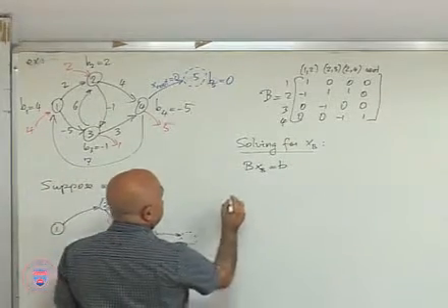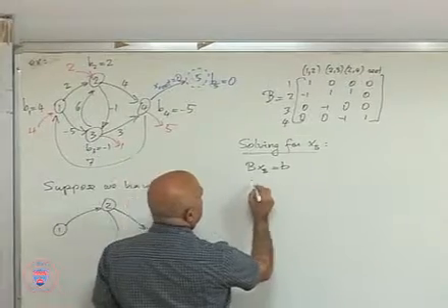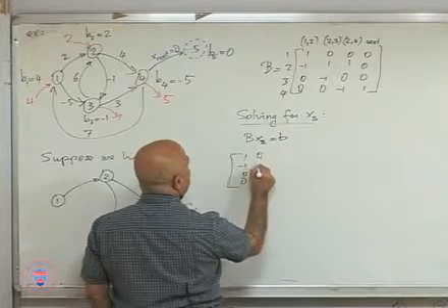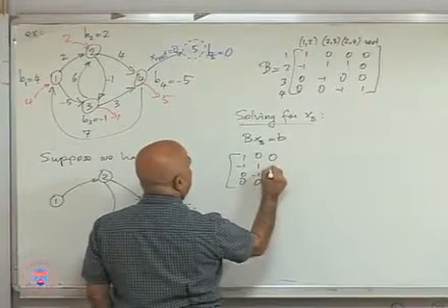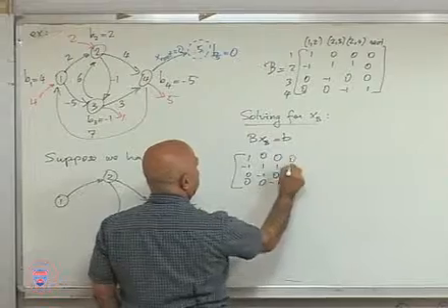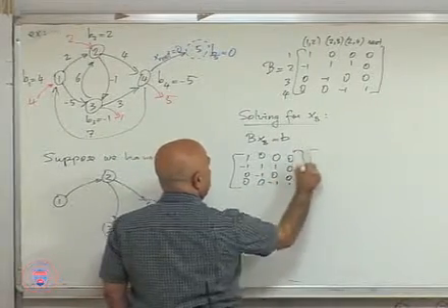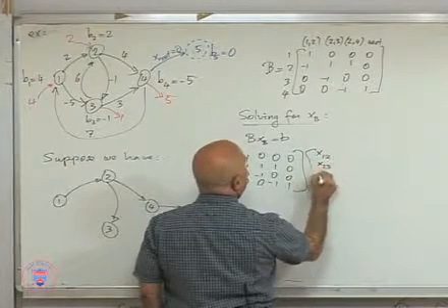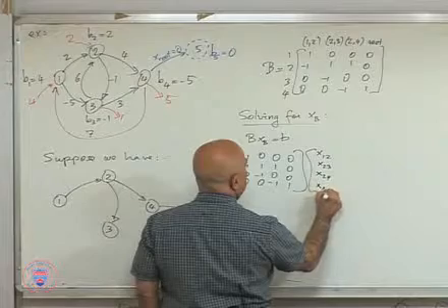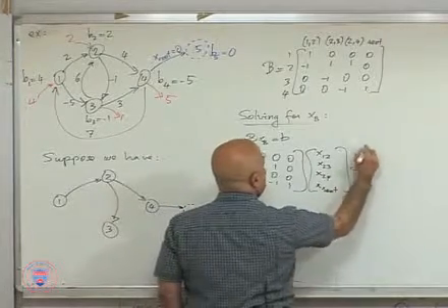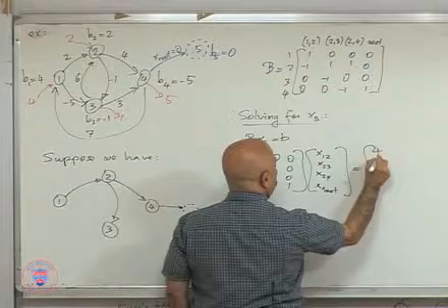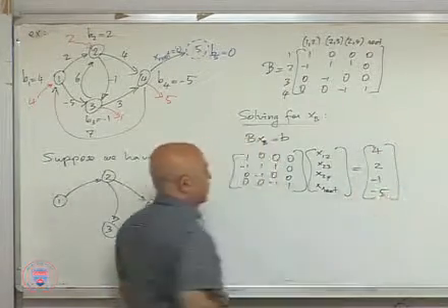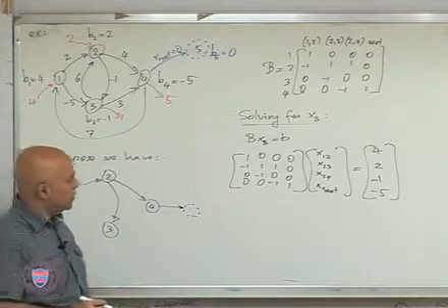If you write that, that gives you the matrix 1, minus 1, 0, 0; 0, 1, minus 1, 0; 0, 1, 0, minus 1; 0, 0, 0, 1, times xp, which consists of x12, x23, x24, and x root, equals 4, 2, minus 1, minus 5. That's what you have. That's the set of equations.